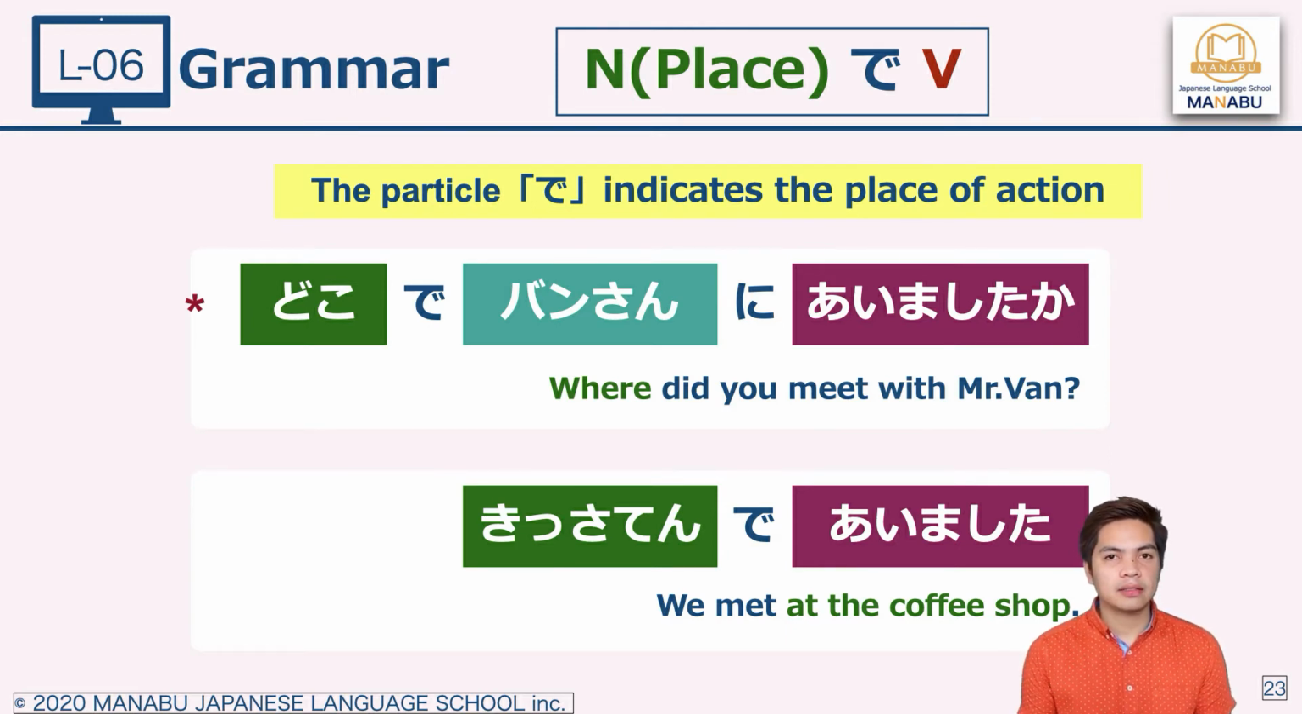So doko de. So the place of action or the place of the verb aimasu, where did you meet, is marked with the particle de. So for example, you met at the coffee shop. So kissaten de aimashita. Kissaten de aimashita. We met at the coffee shop. Then you attach the particle de to indicate that kissaten is the place of action for the verb aimashita.